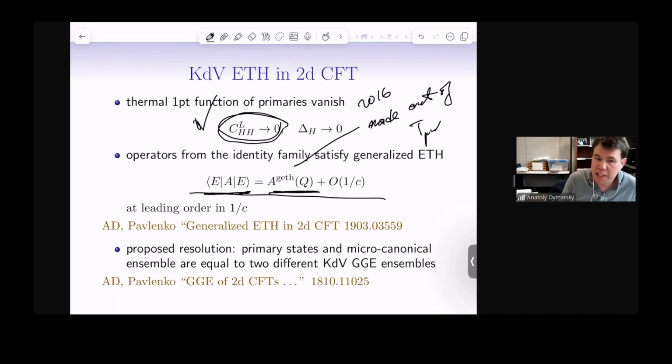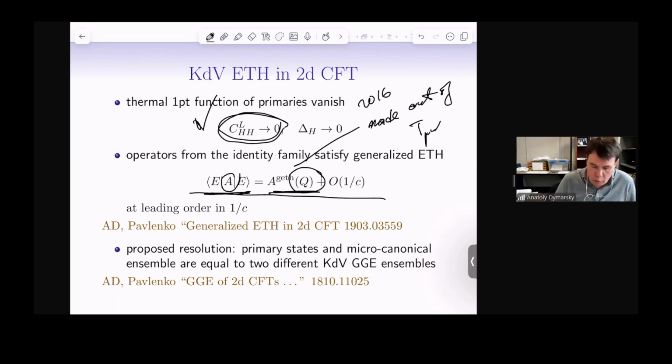So if this is satisfied, the only thing you need to worry about is if A is a descendant of the identity. And for the descendant of the identity, you cannot have conventional ETH. You have to include those Qs, because you can calculate this function and see that this is an explicit polynomial, which includes not only Q1, not only energy density, but higher Qs as well.